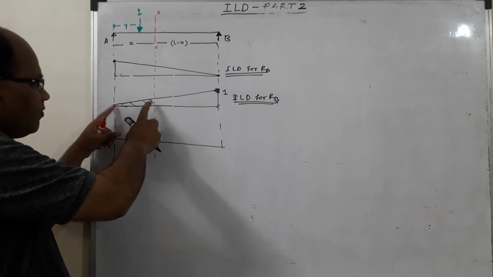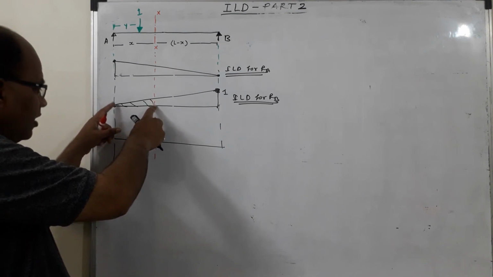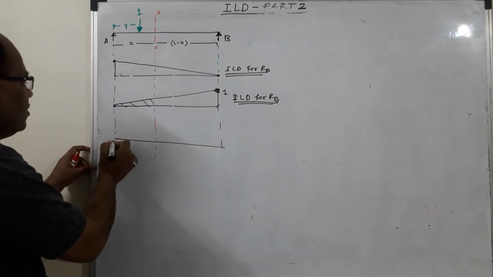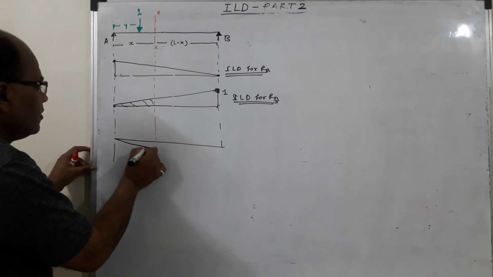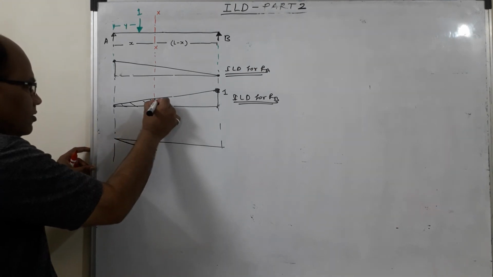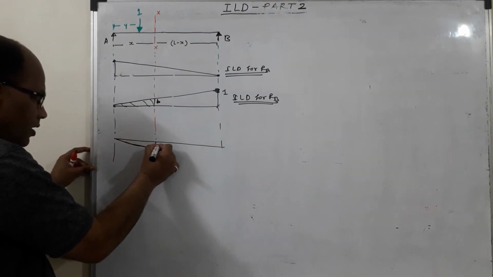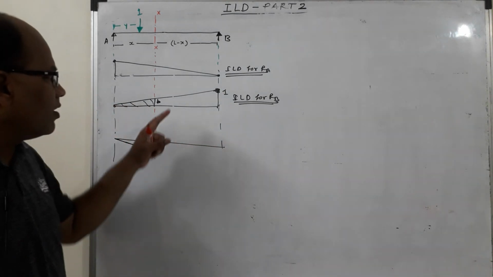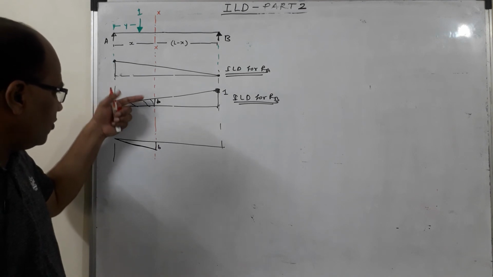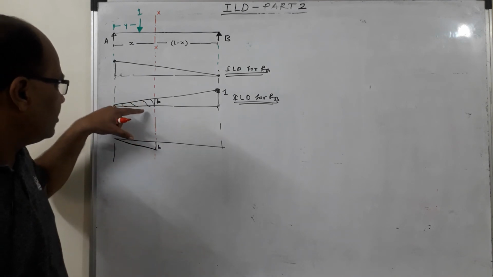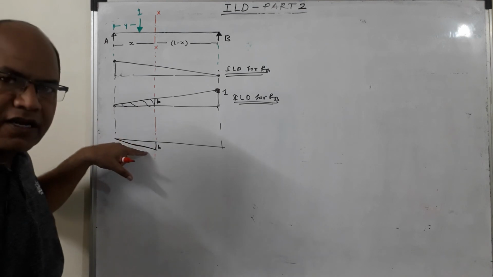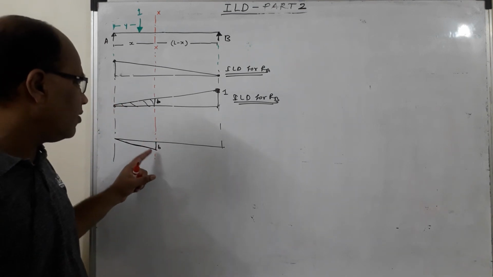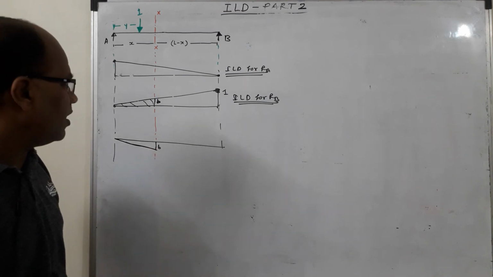So, this part of ILD for RB is to be plotted as it is, with the only difference that it should be plotted on the opposite side. So that this ordinate, say B, it should be B over here. So plot ILD for RB in the reverse or opposite manner. If it is above the baseline, plot it below the baseline. If it is below the baseline, plot it above the baseline. So ILD for RB should be drawn in opposite manner.